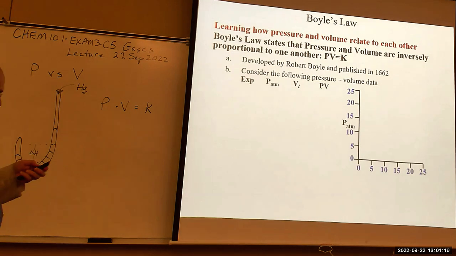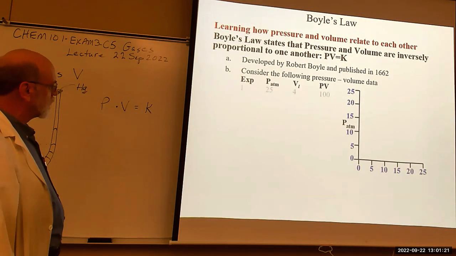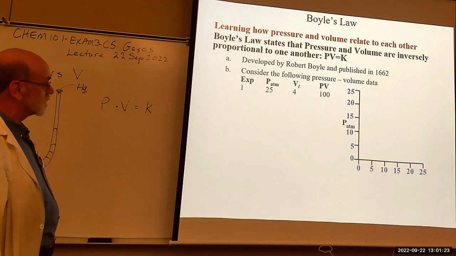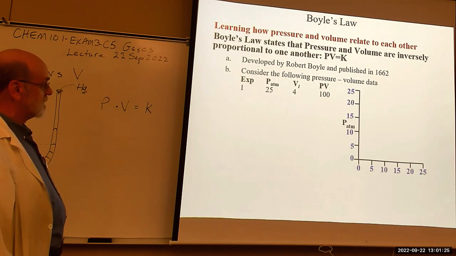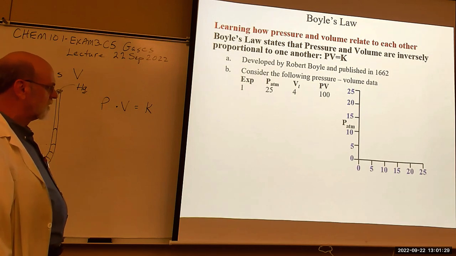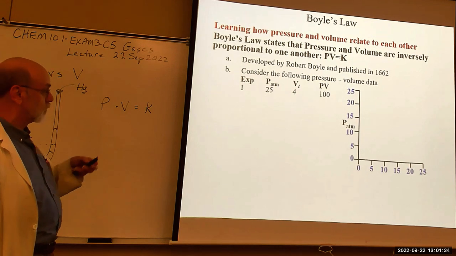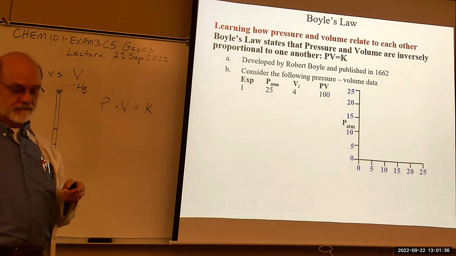Okay. And if we plot the data, and this is probably a modern recreation. First experiment, if we say, actually, this might not be the first one, but if we have a pressure of 25 atmospheres and the volume is 4 liters, then 4 times 25 is 100. Okay.